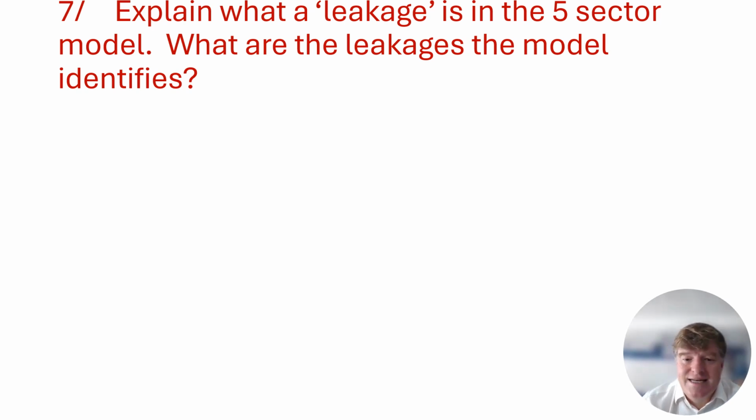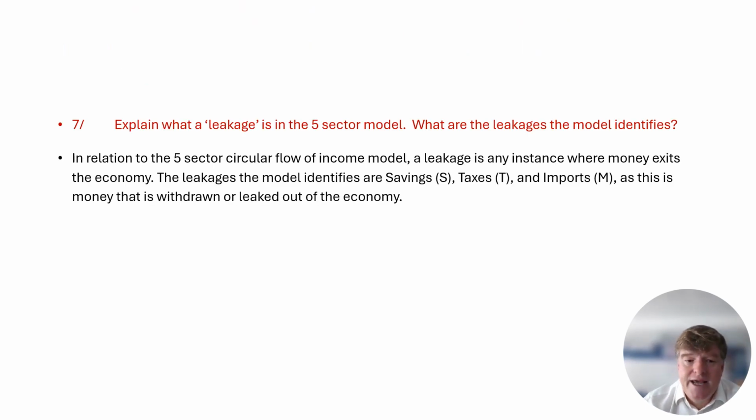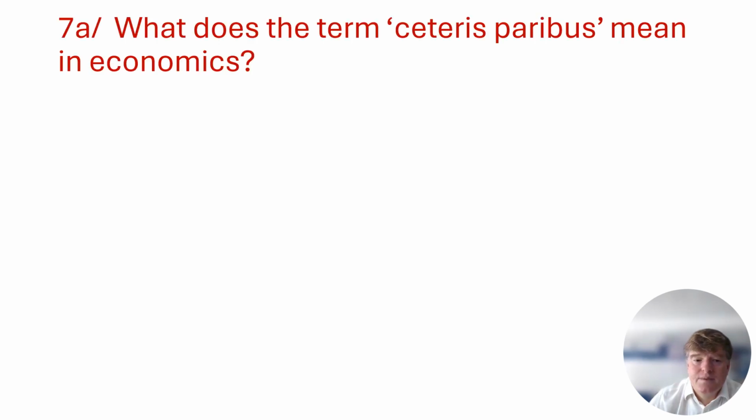Identify what a leakage is in the 5-sector model. What are the leakages? There are 3 leakages and 3 injections. In relation to the 5-sector circular flow of income, a leakage is any instance where money exits the economy, or exits that circular flow. The leakages are savings, because when people put savings away, it goes out of that circular flow, taxes, and imports, when we send our money overseas.